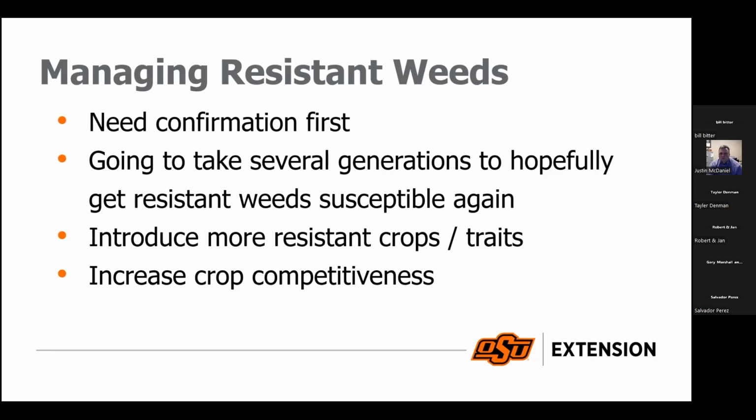A lot of times what you're going to see is it's going to take a while to get resistant weeds susceptible again. Basically, it's going to take several generations of using alternative herbicides or alternative pest management strategies to try to overcome that mutation, to change that back to where you could potentially reintroduce that herbicide again.